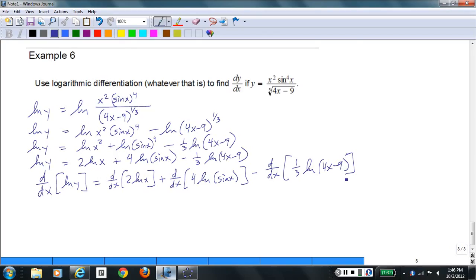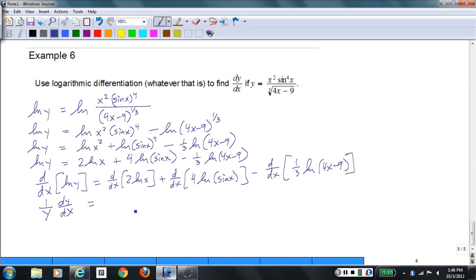On the left, d dx of the natural log of y is the only place we really need to use implicit differentiation. But it's for that reason that we did implicit differentiation first and then did the logarithmic differentiation. d dx of the natural log of an expression is 1 over that expression times the derivative of that expression with respect to x. So 1 over y dy dx.